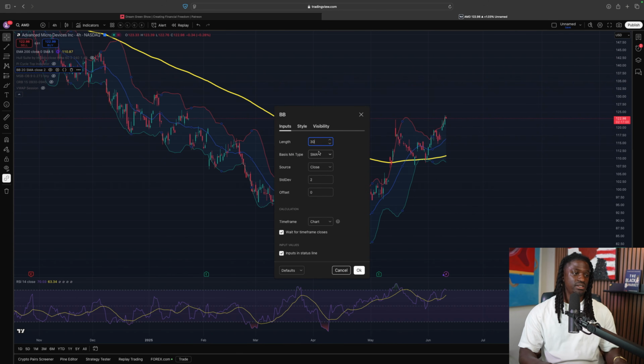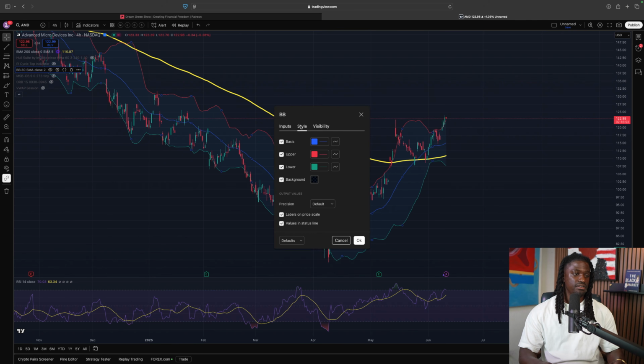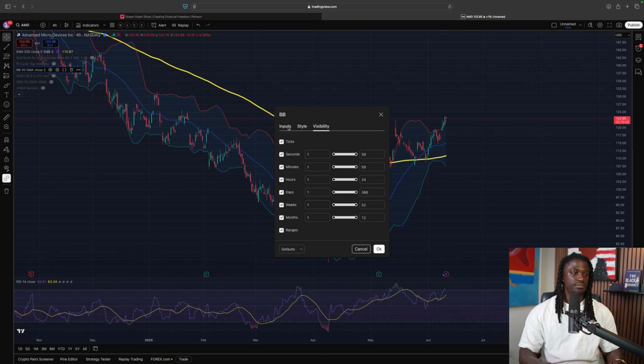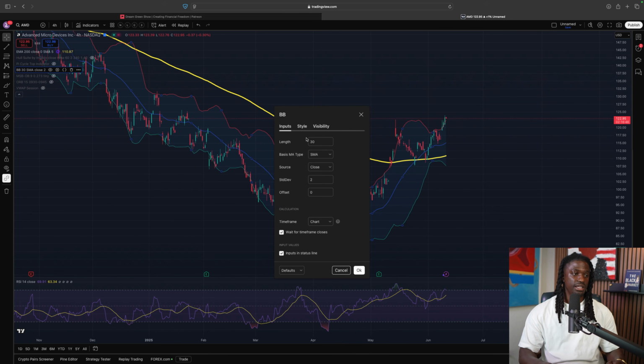My bands type is going to be SMA, close, and our standard deviation is going to be 2. So let's go ahead and change that back. Our styles is red, blue, red, and green. Visibility, same thing. All the settings are pretty much the same. The only thing I changed really is the length, which is 30.